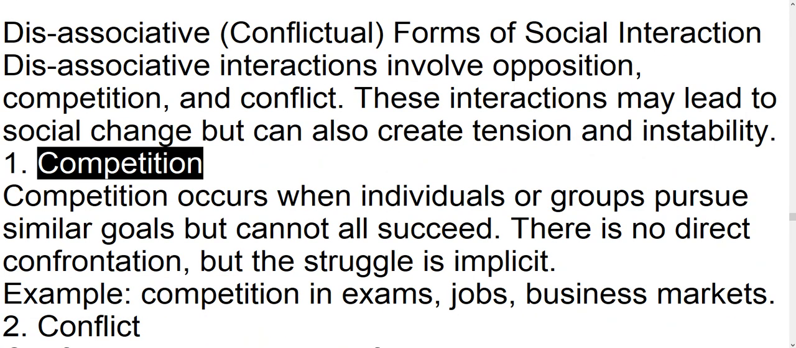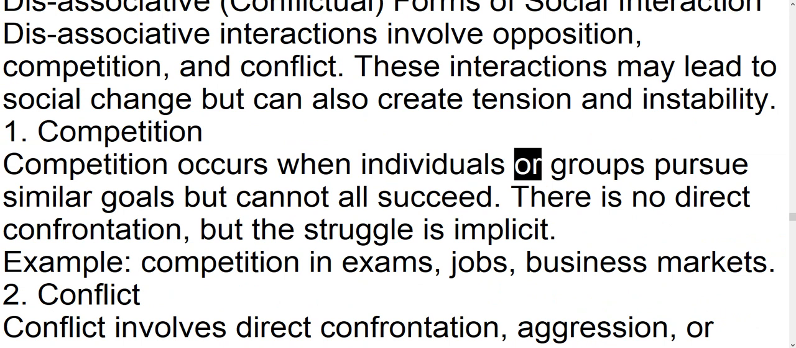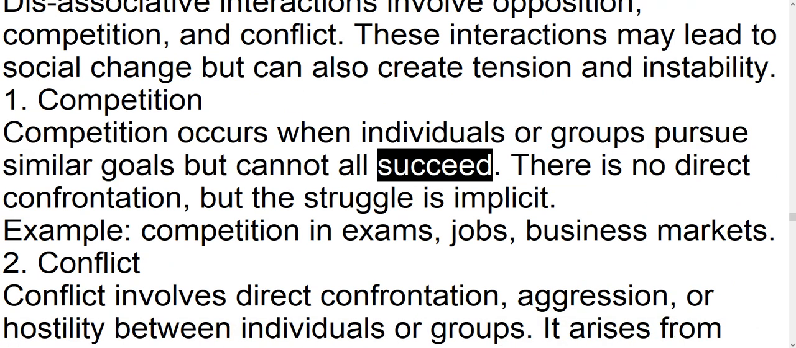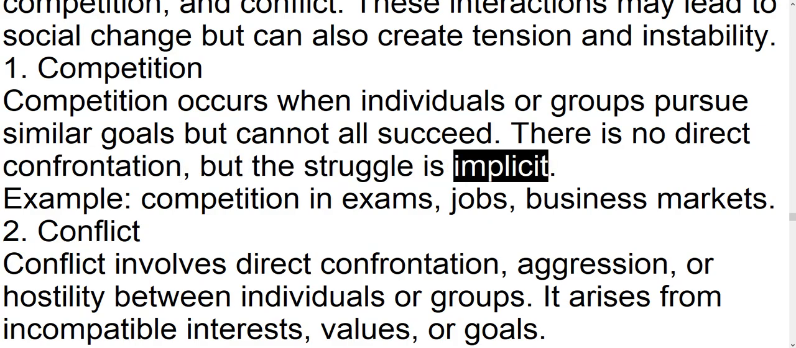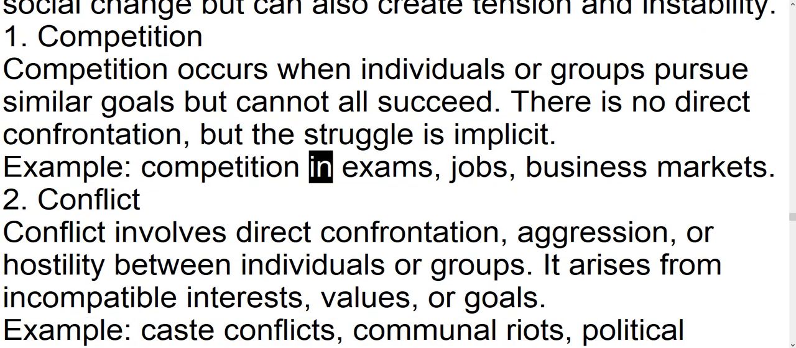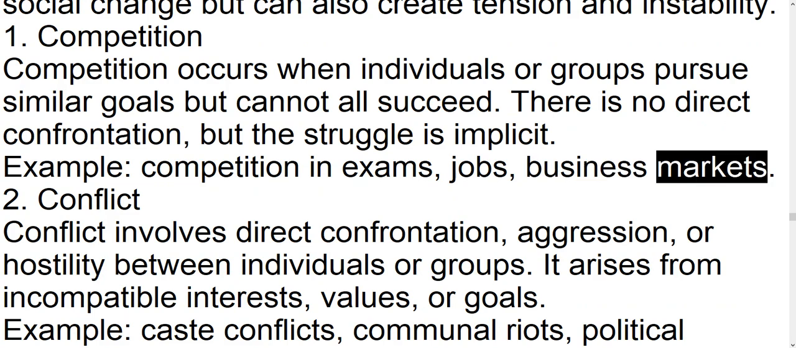1. Competition. Competition occurs when individuals or groups pursue similar goals but cannot all succeed. There is no direct confrontation, but the struggle is implicit. Example: competition in exams, jobs, business markets.